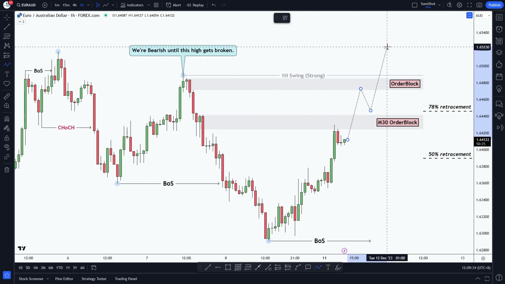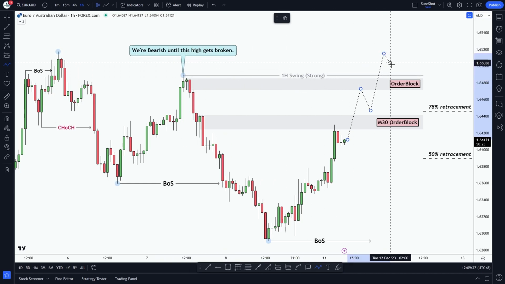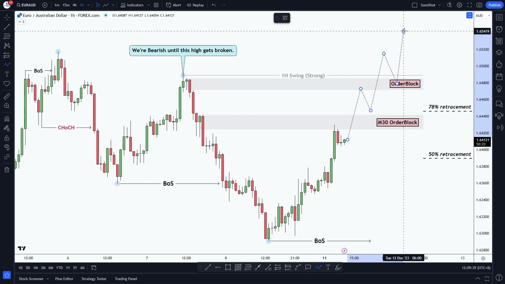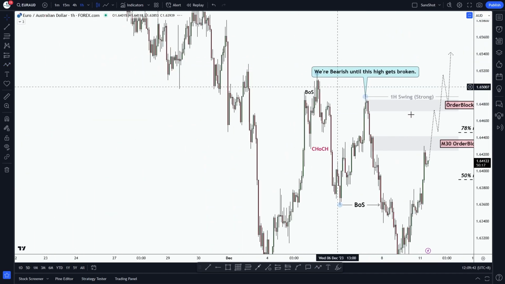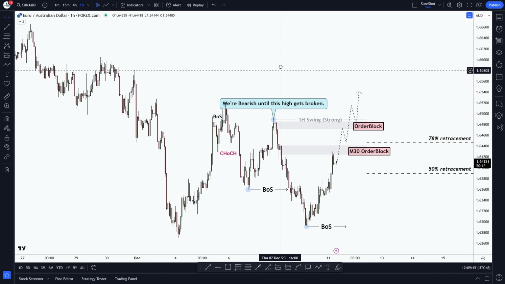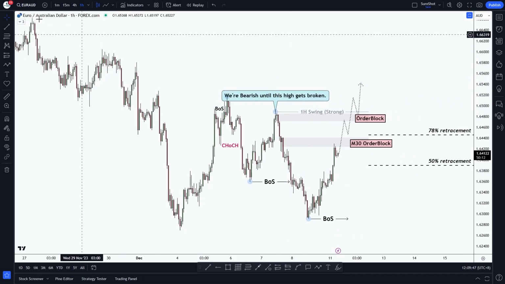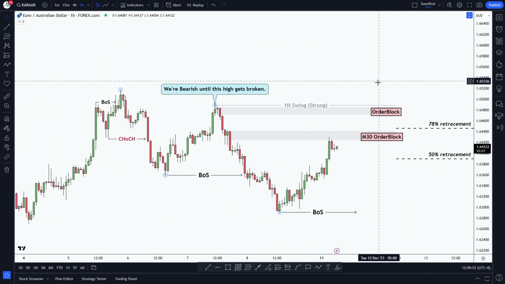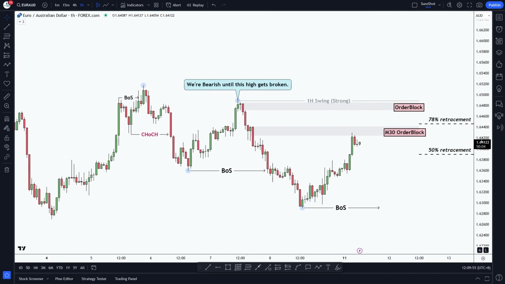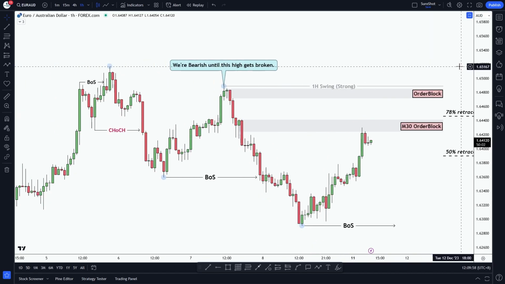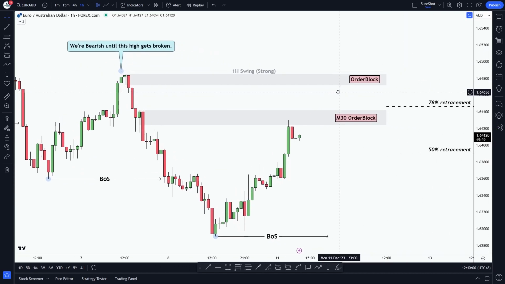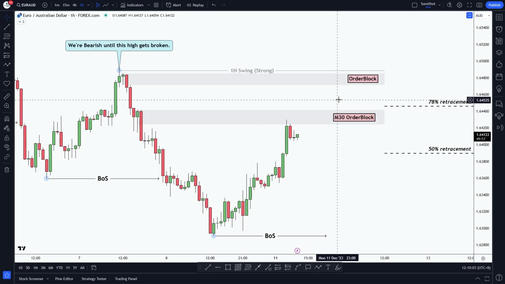Now, here is an alternative scenario: the market may continue to go higher and break this swing point with an impulsive body close, and after that the market may continue to go even higher to give us a deeper retracement level and mitigate either this order block or even go for this order block as well. But until this strong high is broken, we'll continue to look for sell setups from these order block zones.